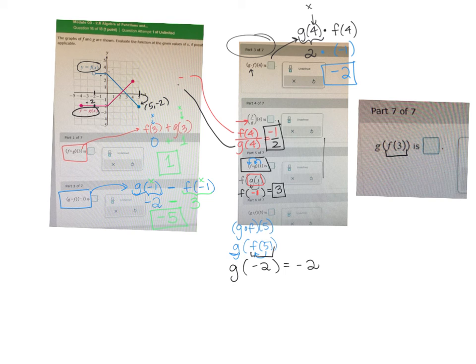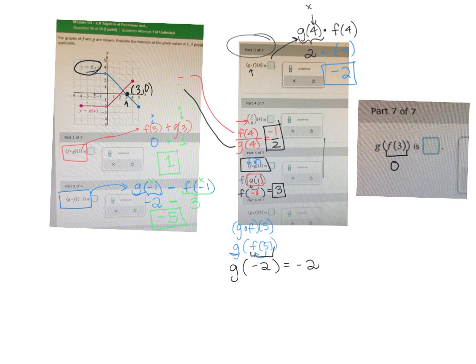So if we go back, let me erase some of this over here on our graph. And so F of 3, we're going to look at our F function at an input of 3. That's going to be right here, an output of 0. So (3, 0) is on our graph. So F of 3 is 0.